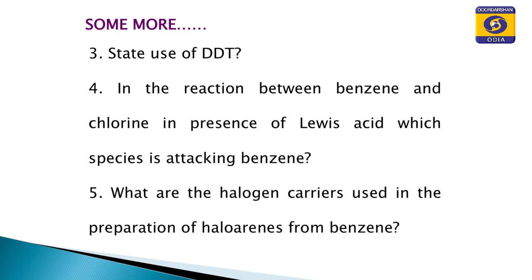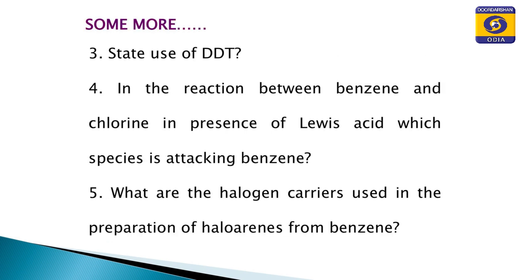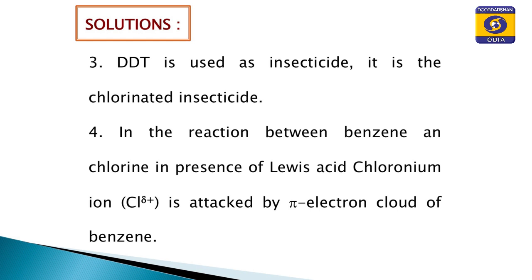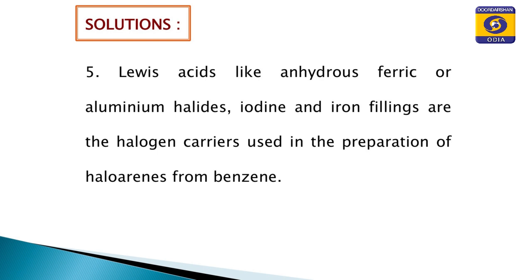Now, another question: what is the use of DDT? Obviously, it is used as an insecticide. Then, when the reaction between benzene and chlorine is carried out in the presence of acid, which is the attacking species? The attacking species is the electrophile, the chloronium ion. What are the halogen carriers used in the preparation of haloarenes? The halogen carriers we use in halogenation of benzene are Lewis acids like anhydrous ferric or aluminum halides.